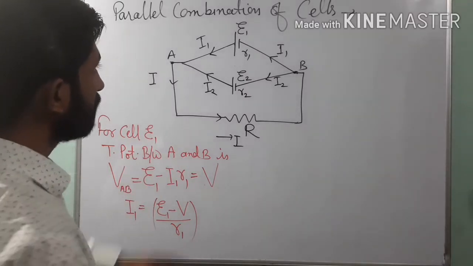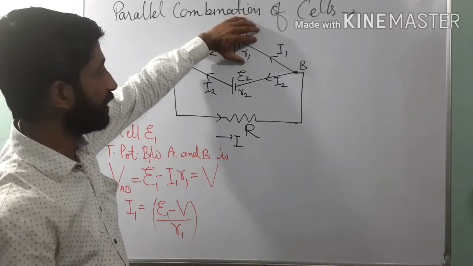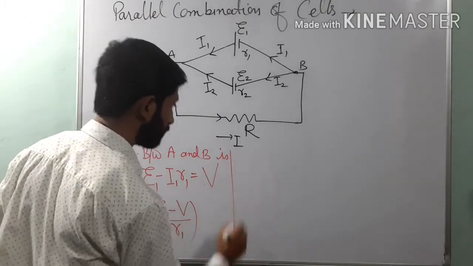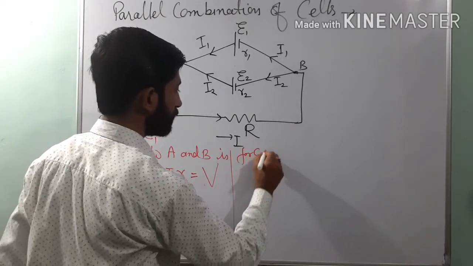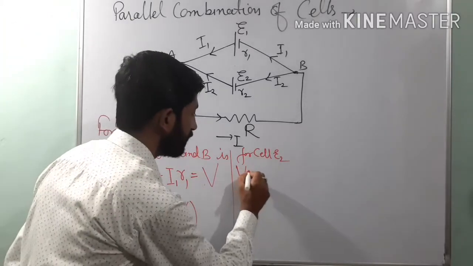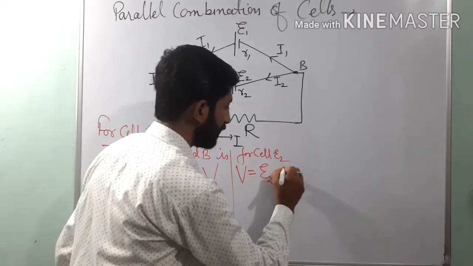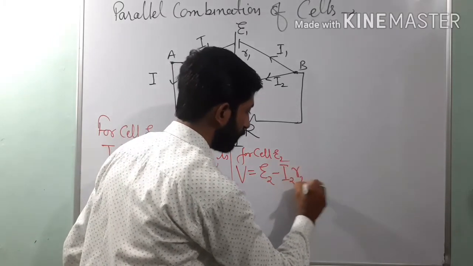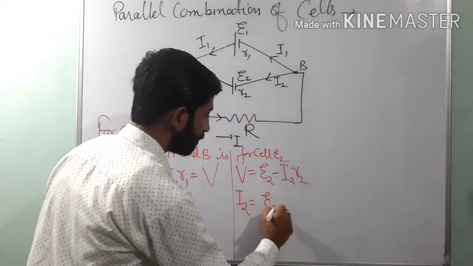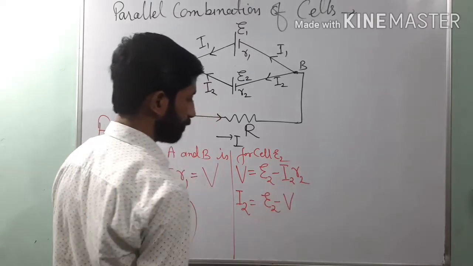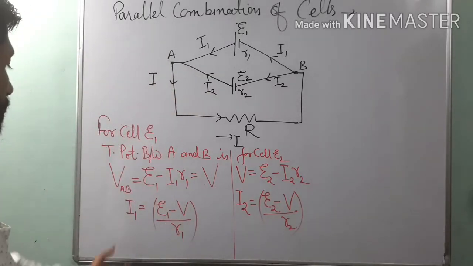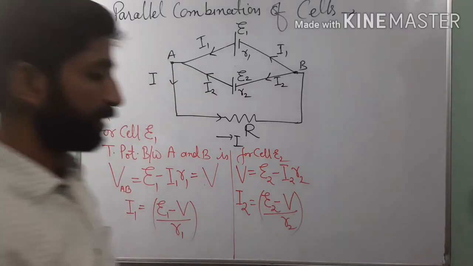Now if cell E1 is not there, what will be the equation for cell 2? Again, for the cell E2, the terminal potential is given by V, which equals E.M.F E2 minus I2 R2, and this gives I2 equals (E2 minus V) over R2. Okay, so this has established the current given by the two cells.